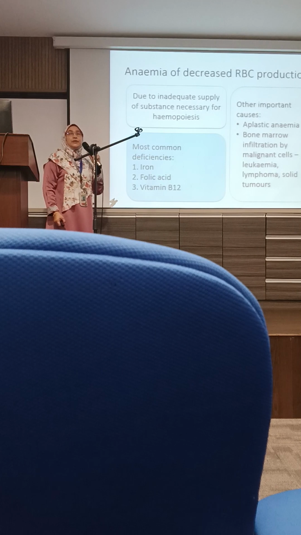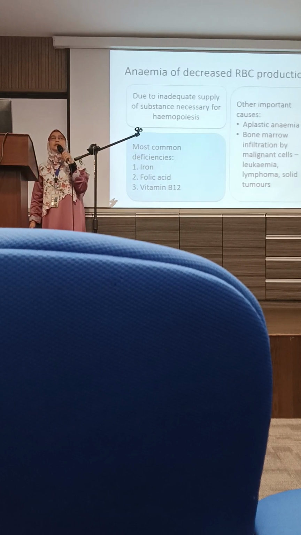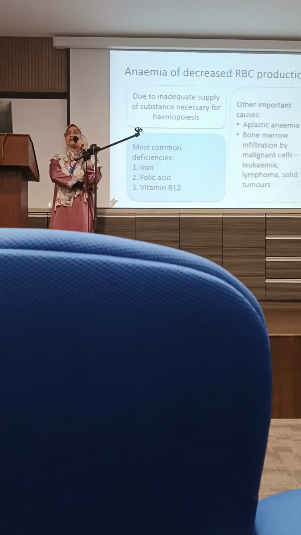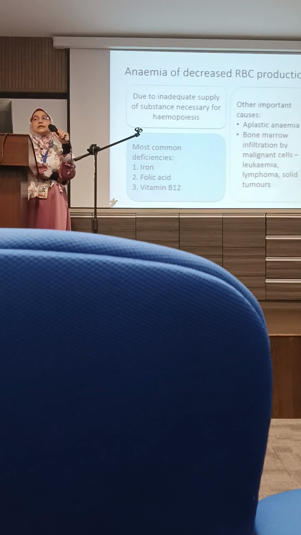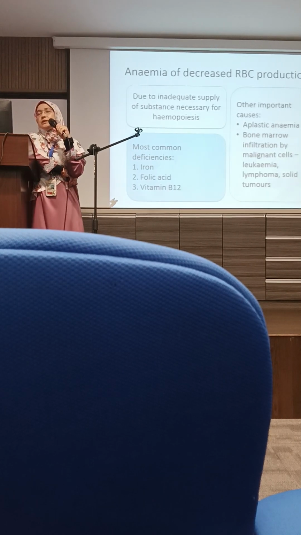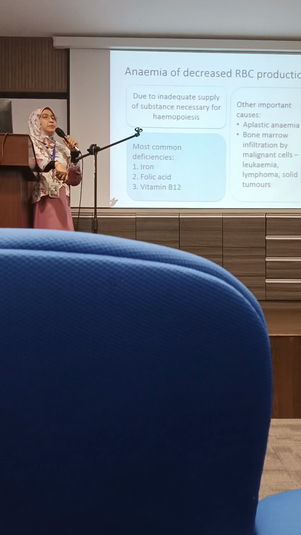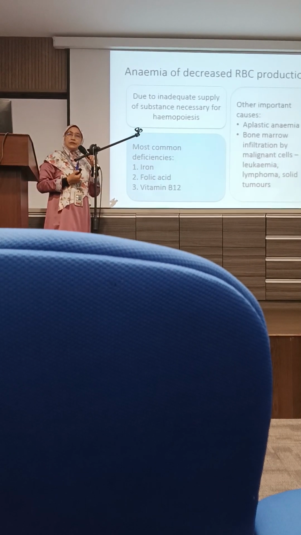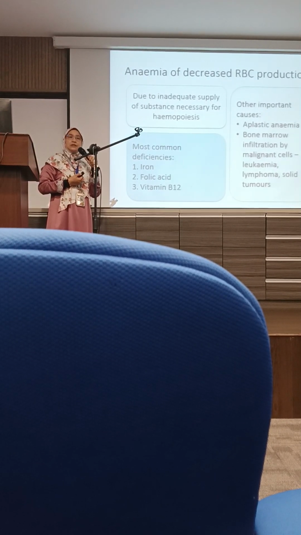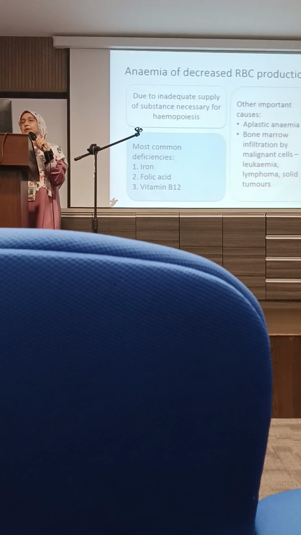Now anemia of decreased red cell production. It is due to inadequate supply of substances which are necessary for hemopoiesis. So the most common are iron, folic acid and B12. And another important cause of decreased production is aplastic anemia. Have you had the SLP on bone marrow failure? Not yet. Later you will get the input from the SLP.